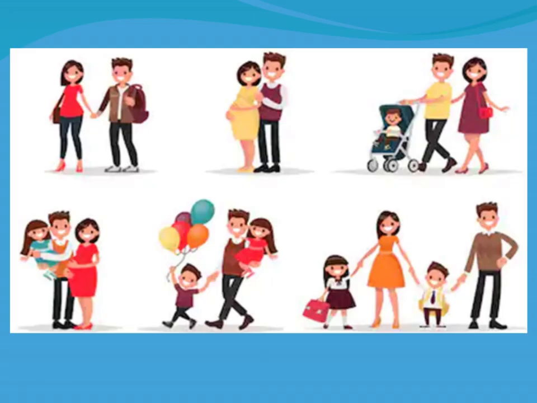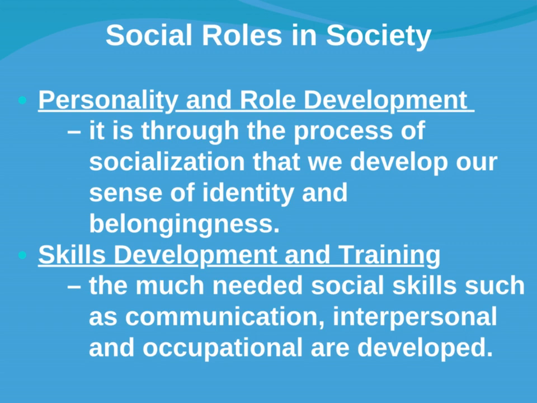And as an individual member of society, each and every one of us can be or has been performing what is in the picture, like boyfriend, girlfriend, husband and wife, son and daughter, or a sibling. Those are examples of our social roles in society, which are identified into the following.